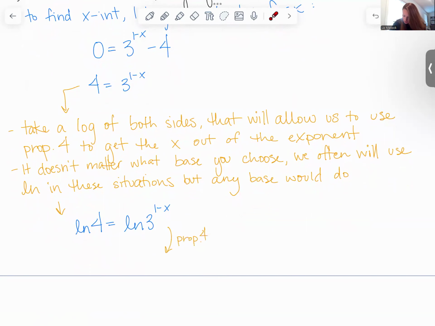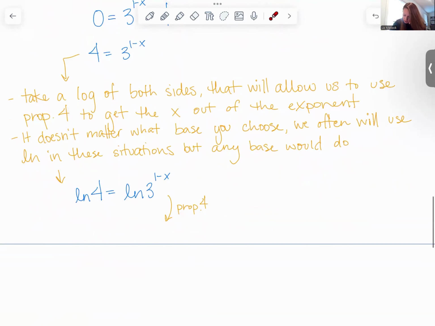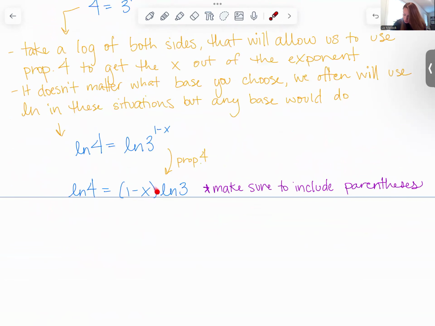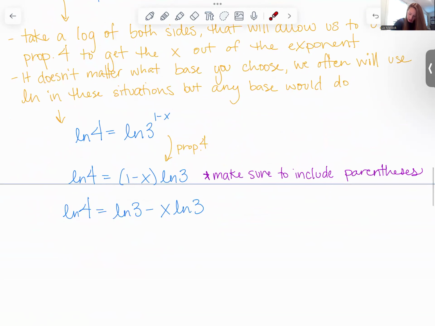All right. So then I'm using property 4 to bring this exponent down in front. So I've got ln of 4 is equal to 1 minus x times ln of 3. And just be careful that you include parentheses around this 1 minus x, because the ln of 3 is multiplied by the 1 and by the negative x. So I'm distributing this ln of 3.